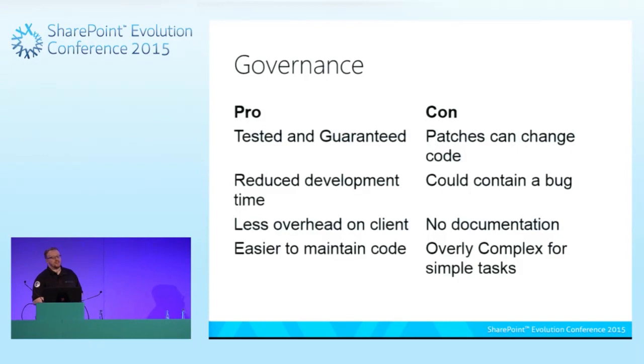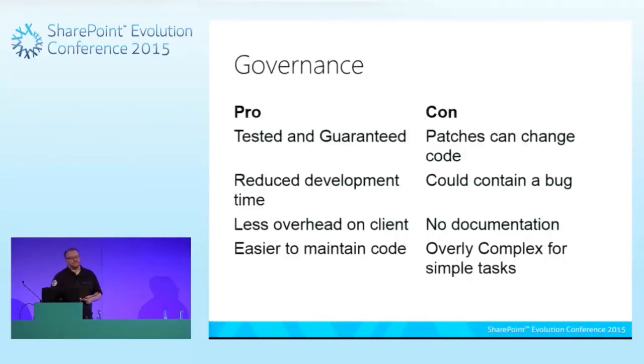If you're using out-of-the-box code, you know it's going to be tested and it's guaranteed by Microsoft. If they find a bug, they'll update it themselves. It reduces your development time because you don't have to write the methods yourselves. There's less overhead on the client because they're already optimized code and they work towards the new ECMA 6 standard, which is designed to be faster. And it's easy to maintain your code because you have less helper methods.